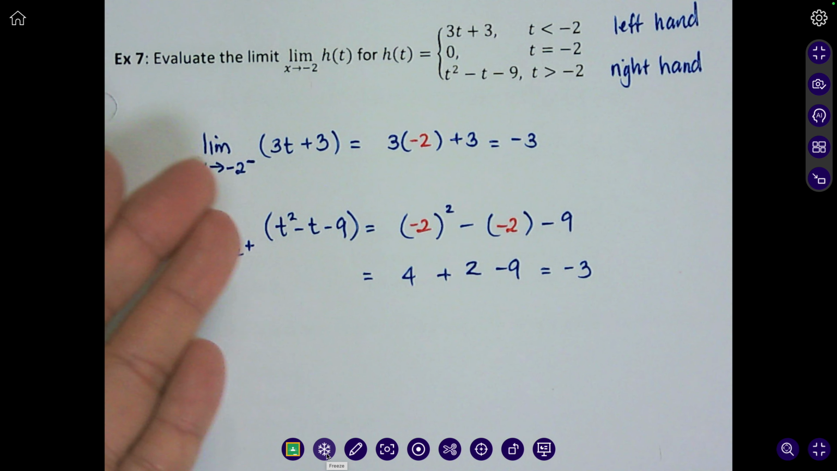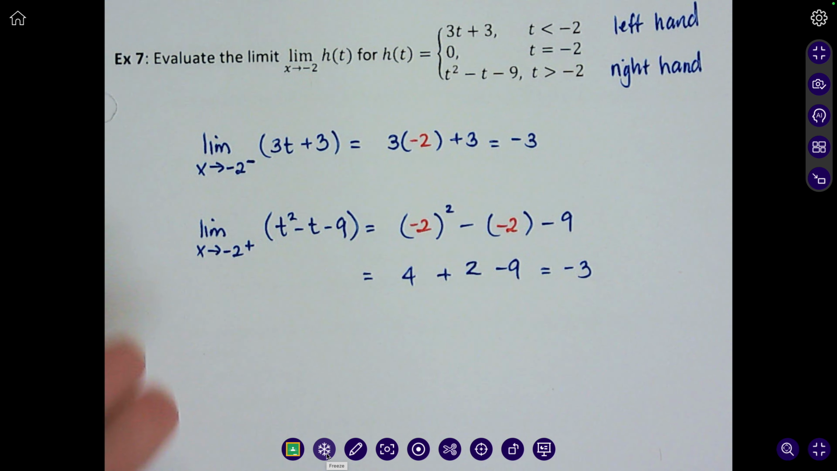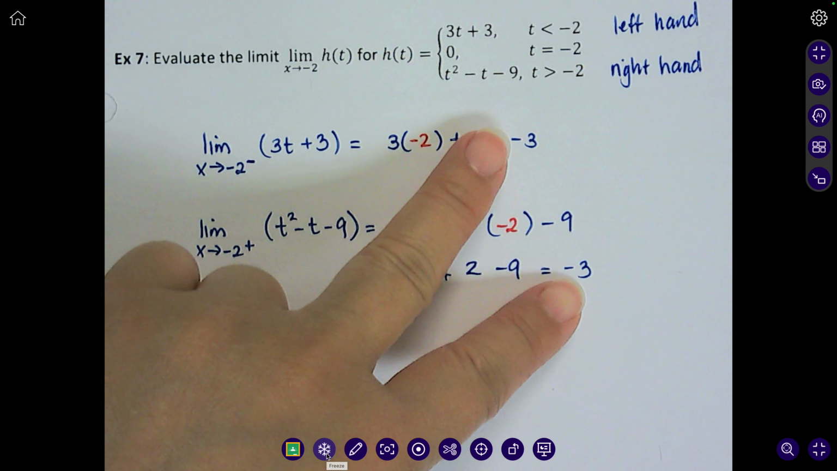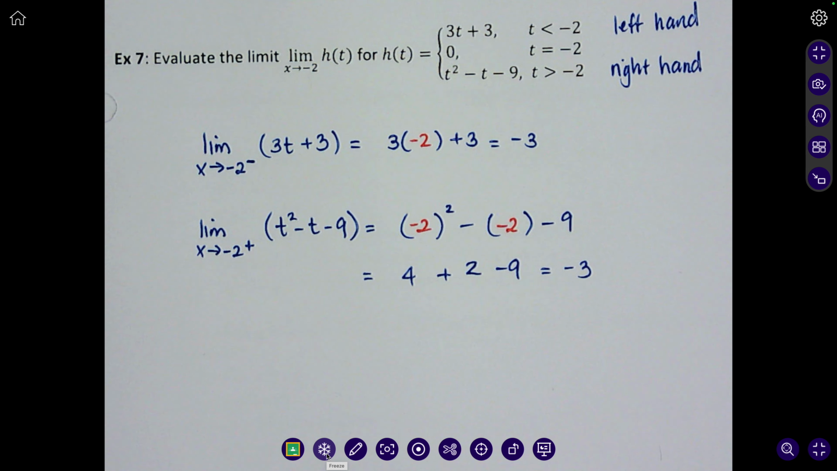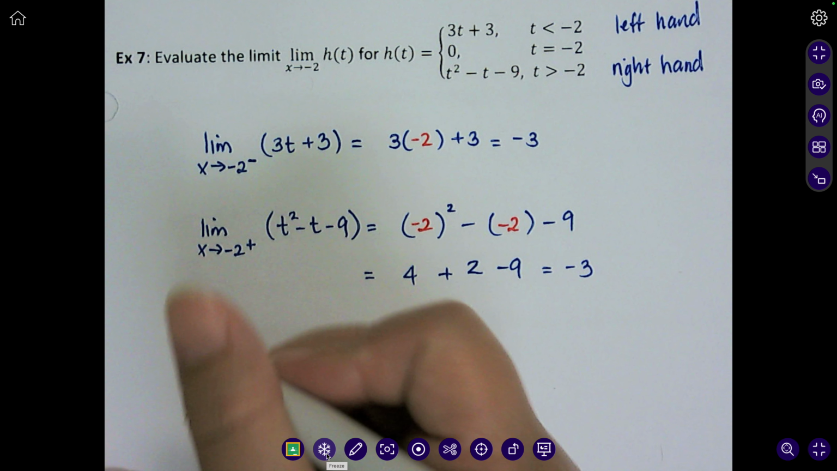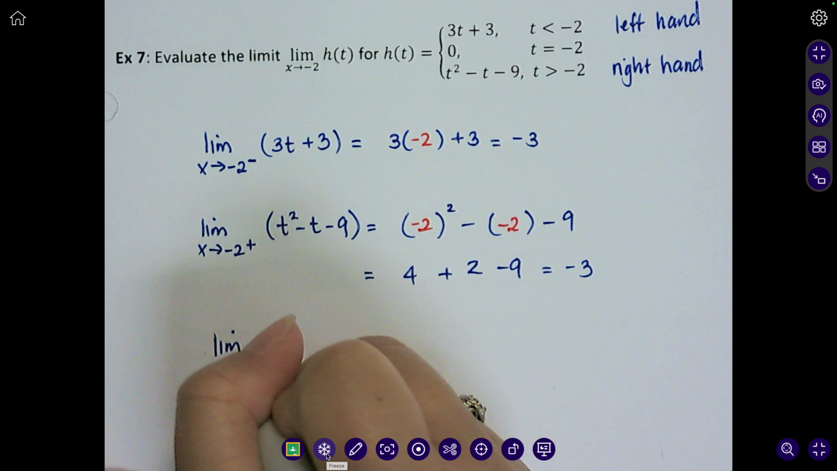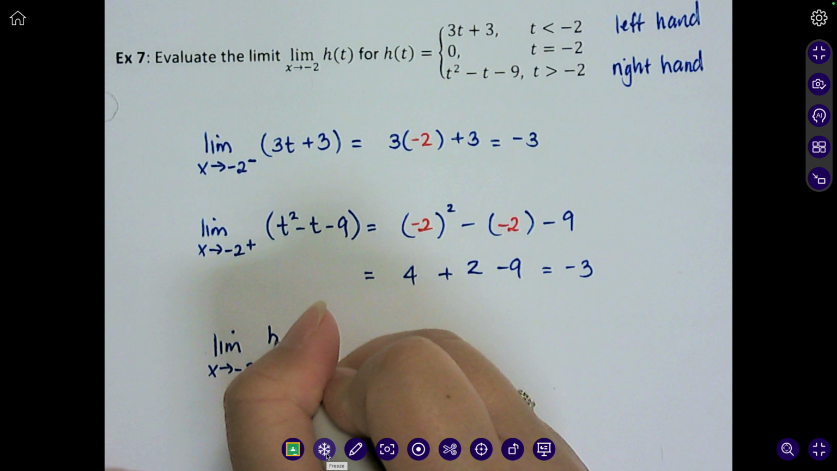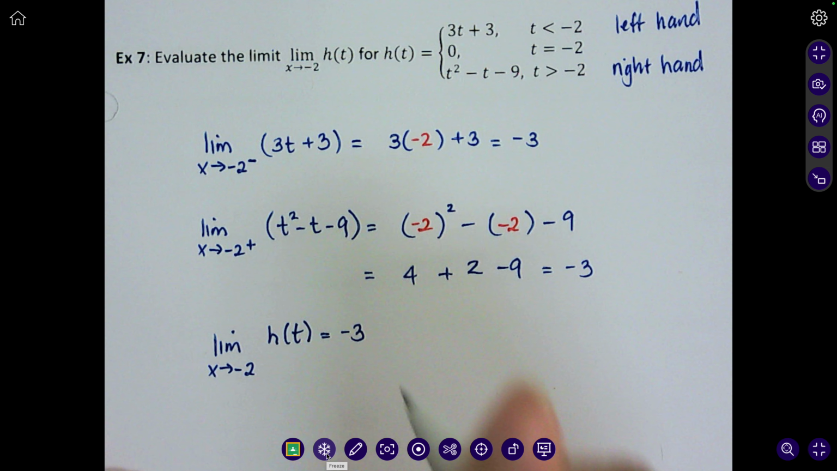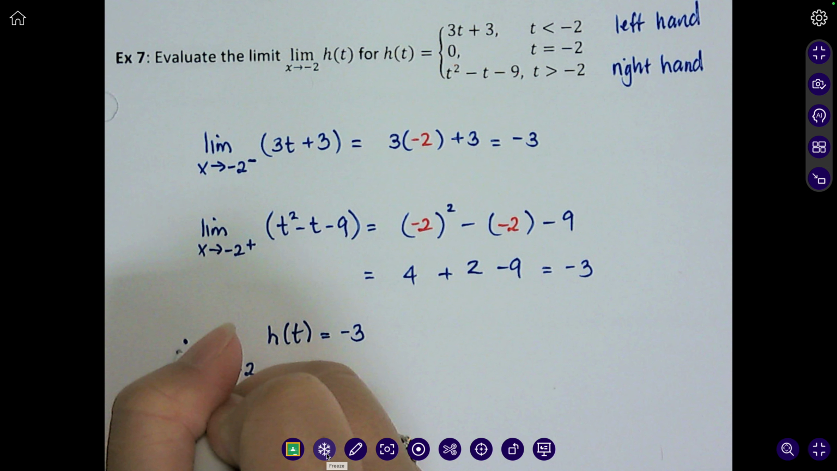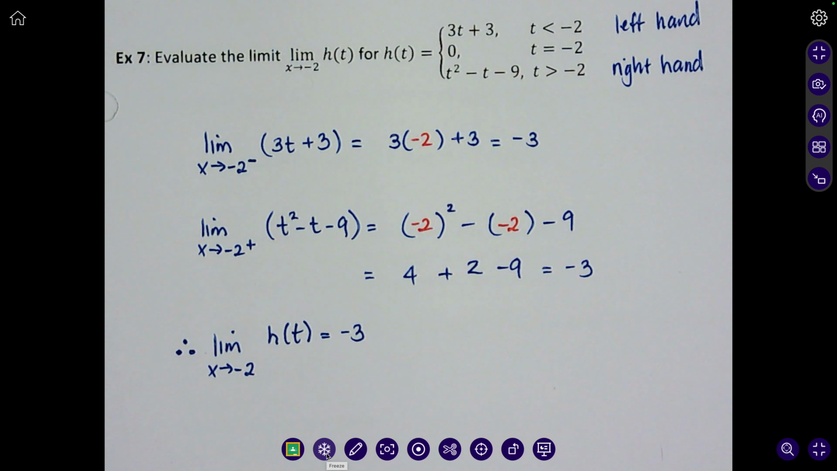As you can see, my left hand limit is a negative 3. My right hand limit, as x approaches negative 2 from the right, is also a negative 3. Because the left hand and the right hand limits agreed, the limit from both sides does exist and is approaching negative 3. So I can write that. The limit as x approaches negative 2 from both sides of h of t is equal to negative 3. Okay, so therefore, the limit as x approaches -2 of h of t is going to be negative 3. Any questions on that?